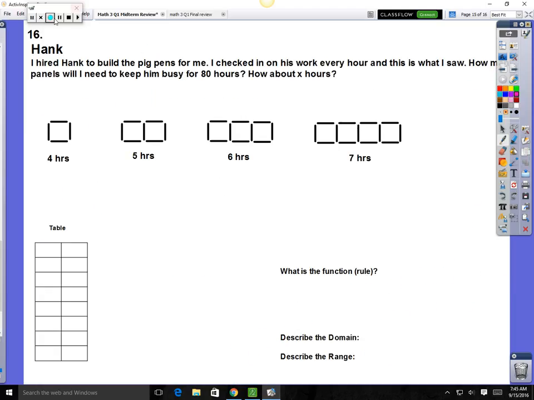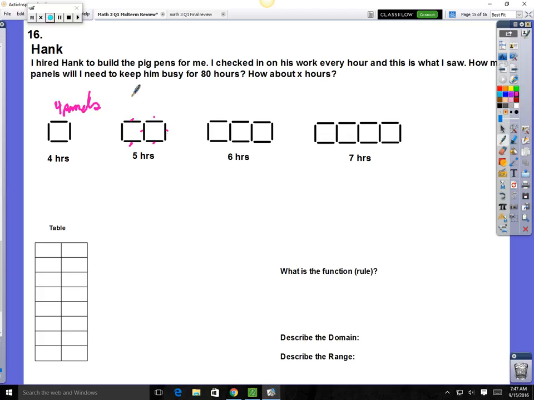Okay, 16. Okay, so from the first week of school, this is a review. I hired Hank to build the pig pens for me. I checked on his work every hour, and this is what I saw. How many panels? So this is a panel. That is 4 panels.